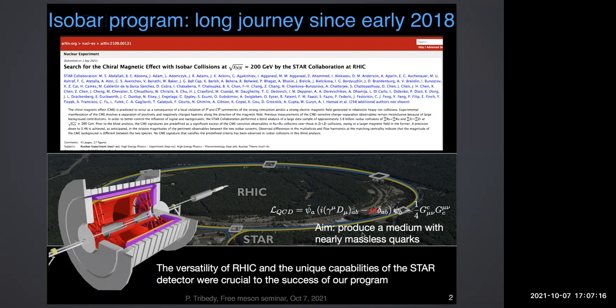So just to put together, this versatility of RHIC and the unique capability of STAR are crucial to the success of our program. But remember one thing, a bit of digression in place here. RHIC is counting its days, and in a decade or so, this is going to be replaced by the Electron Ion Collider, which could be another talk, and I would love to talk about that as well.